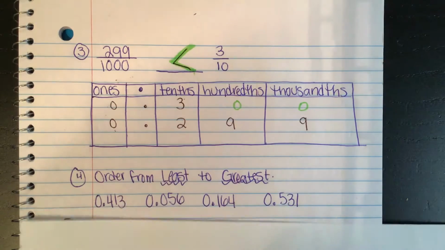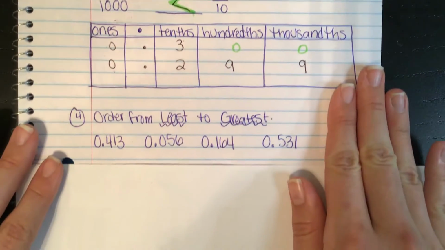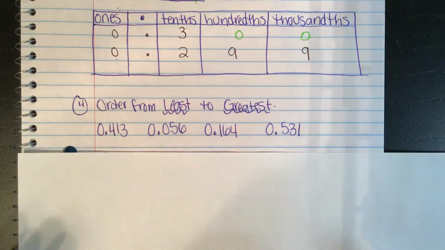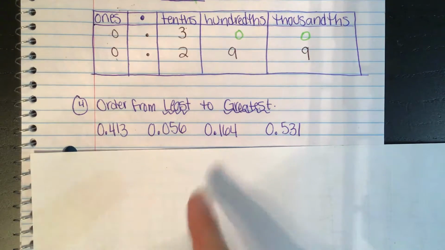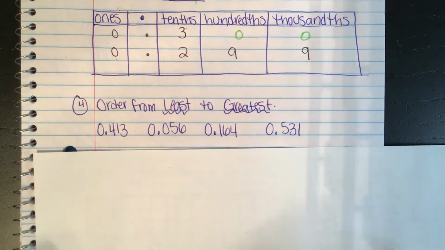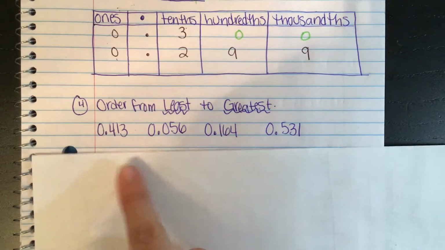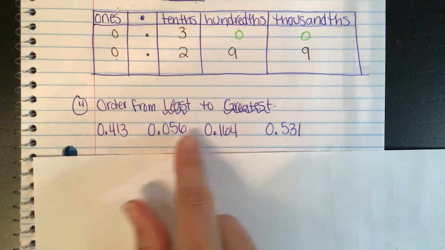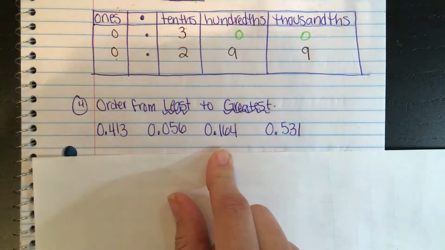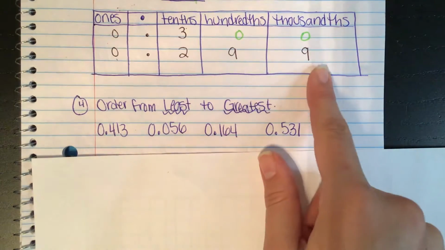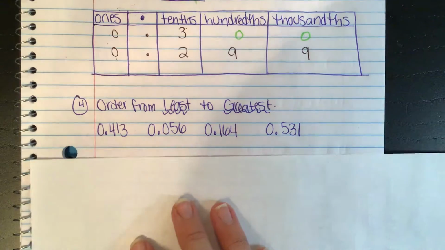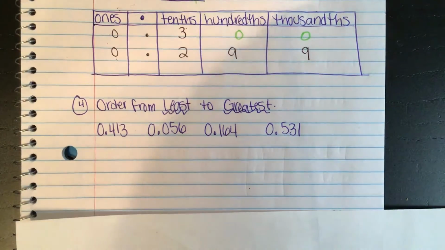For the final problem, you'll have to put numbers in order. Sometimes it'll say from least to greatest, sometimes it'll say from greatest to least. You've probably done this before with whole numbers. It's a little bit different with decimals, only because you need to look at the numbers that come after the decimal point. You can use a place value chart to compare, just like we did up here. You might be able to work by the digits.